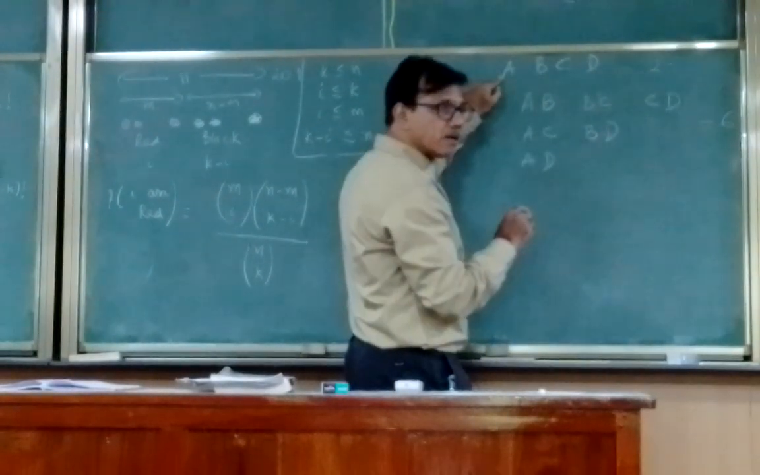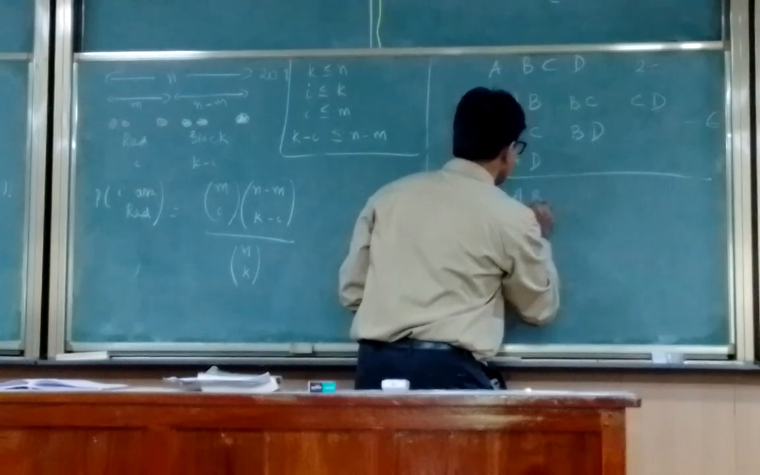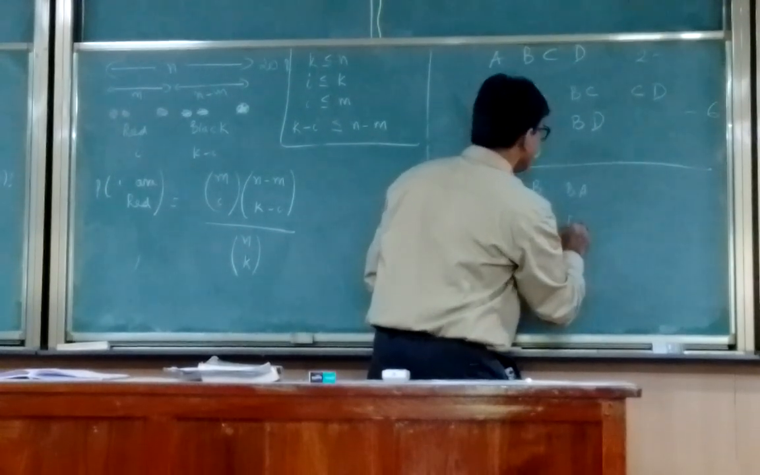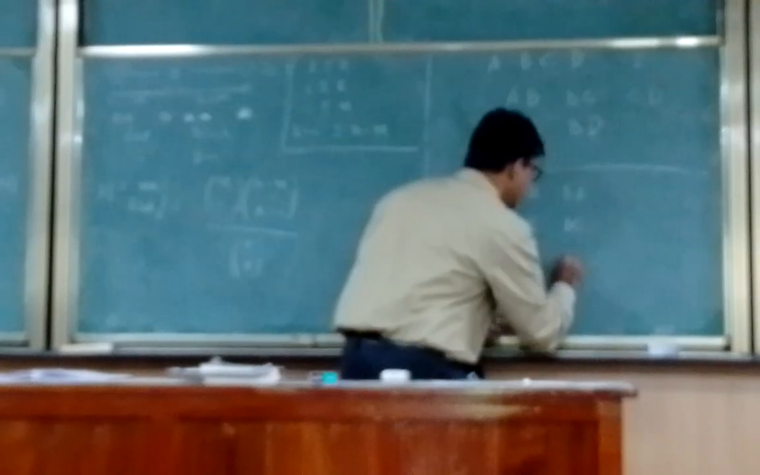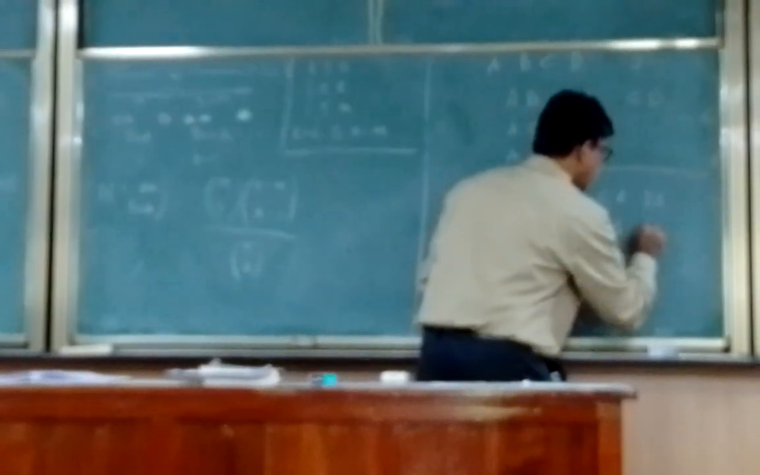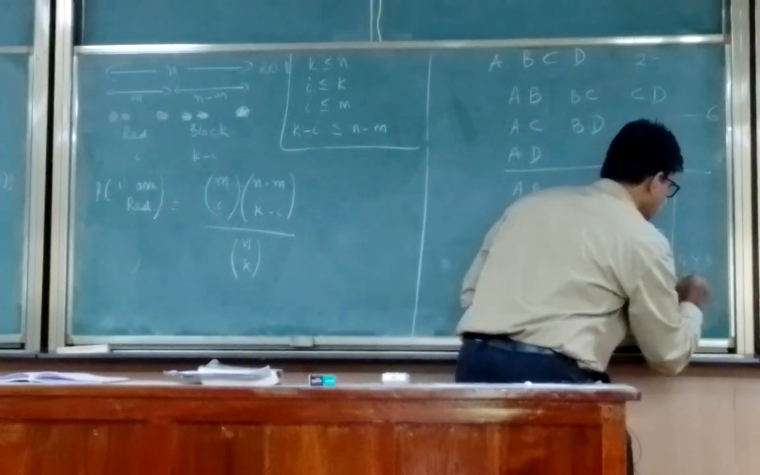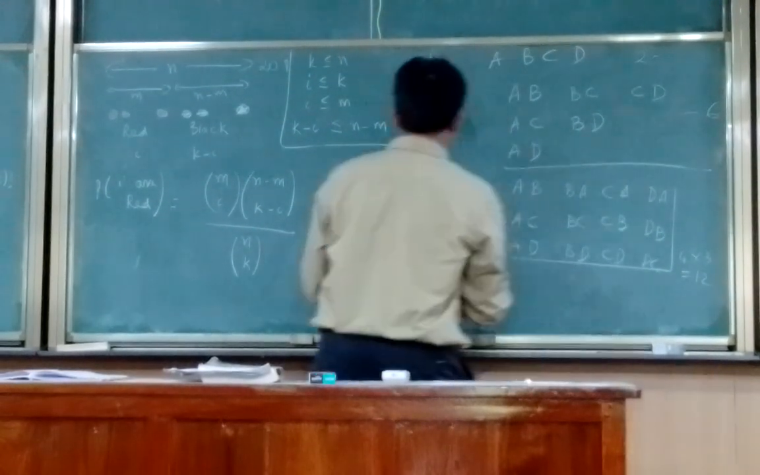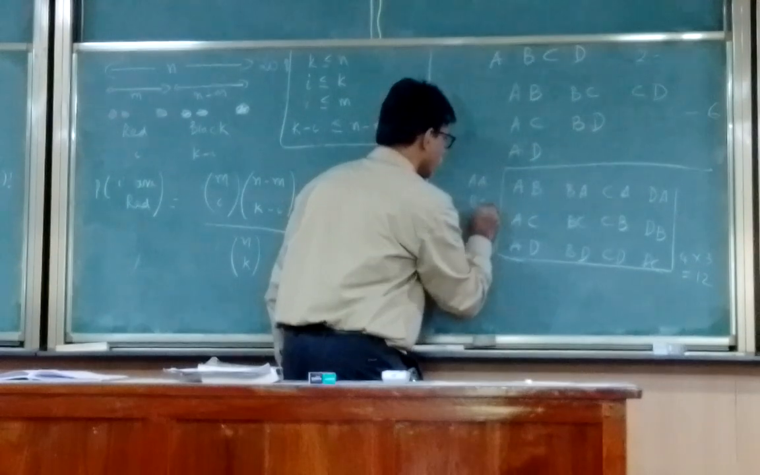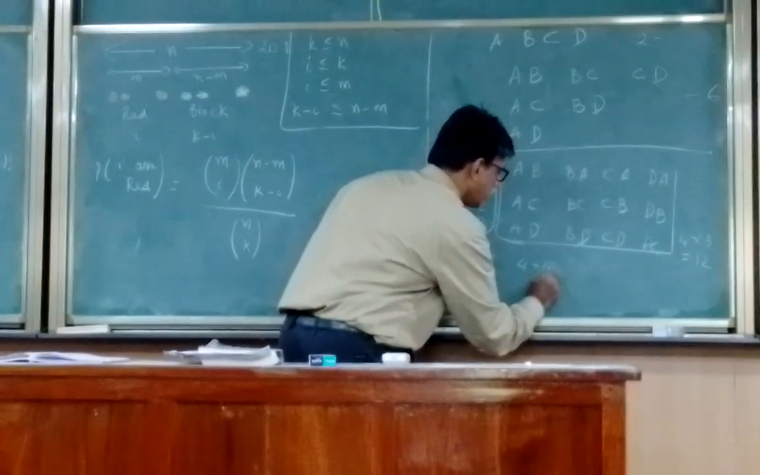If it were an ordered one, AB and BA are distinct. So then I would have done AB, AC, AD, BA, BC, BD, CA, CB, CD, and then DA, DB, DC. BB I would not choose because there is no replacement. Which is 4 into 3, that is equal to 12. And supposing I allow replacement, I would end up getting 4 more, which is 4. 4 plus 12 is equal to 16.